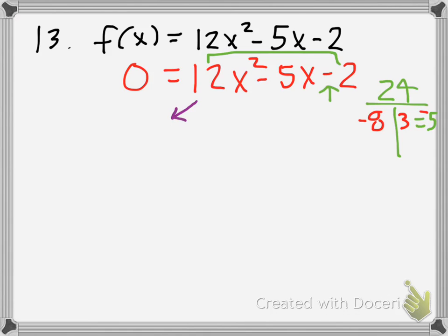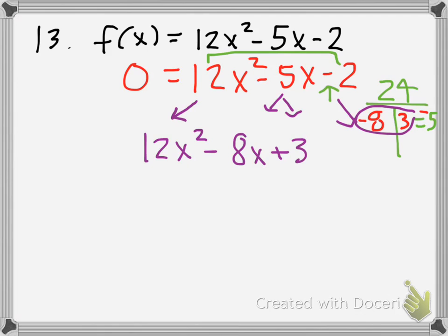So factor by grouping, your first and last number stay the same, but your middle term gets broken up. So I have 12x squared. Instead of negative 5x's, I'm using my 2 new factors in any order, negative 8x's plus 3x's, and then that back number, negative 2, stays the same. Underline your 2 groups and factor by finding the greatest common factor.